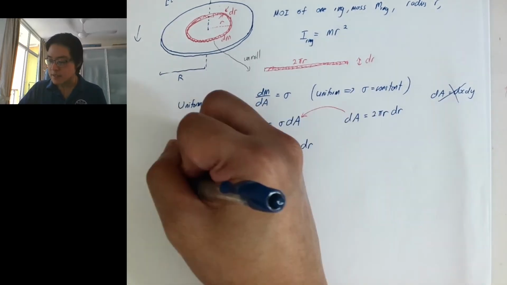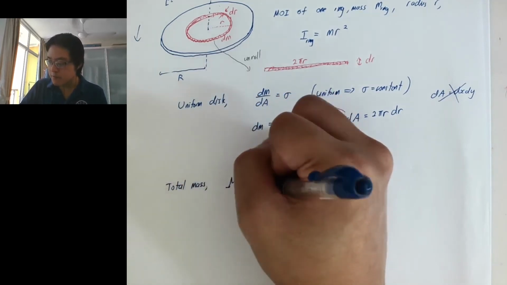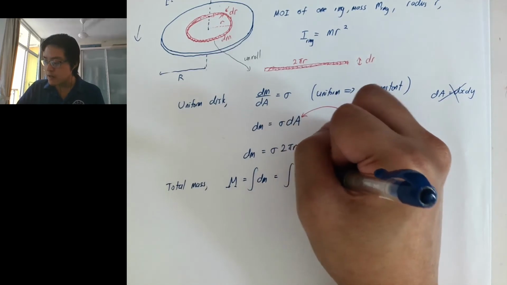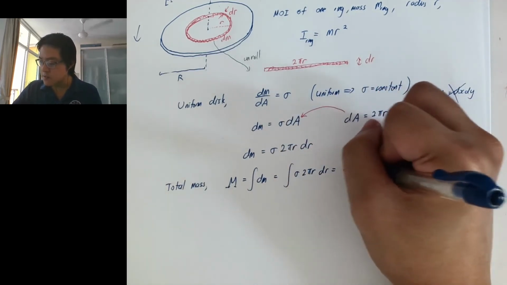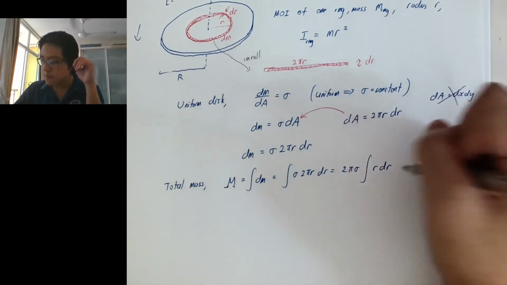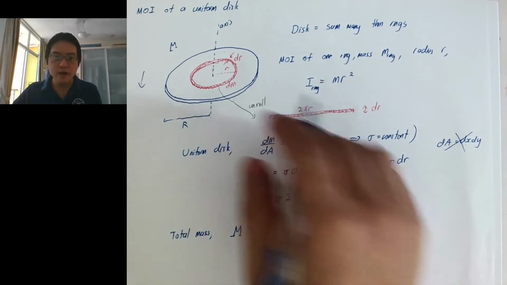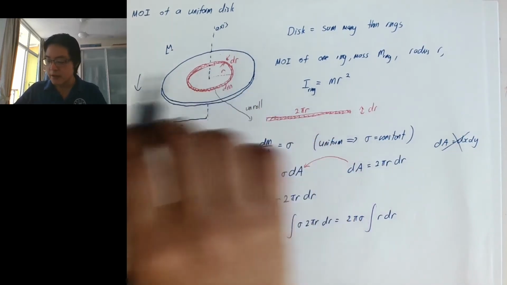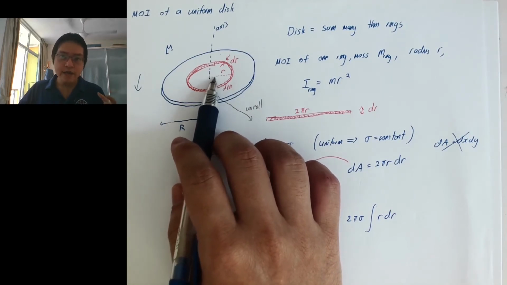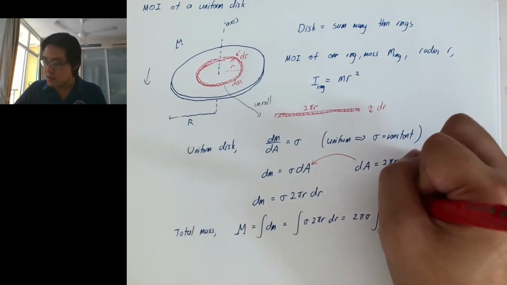So what is the total mass? The total mass is the big M, and big M is obtained by integrating over all the rings, which means I'm integrating sigma 2 pi r dr. So I can take out the constants, so I get 2 pi sigma, because it's a uniform disk, sigma is a constant, so it's r dr. Now my variable is r, so I can say who is my starting point and my ending point. I start out with the smallest ring, and then I add up all the rings until the outermost ring, which has the total radius R. So I'm integrating from 0 to big R.